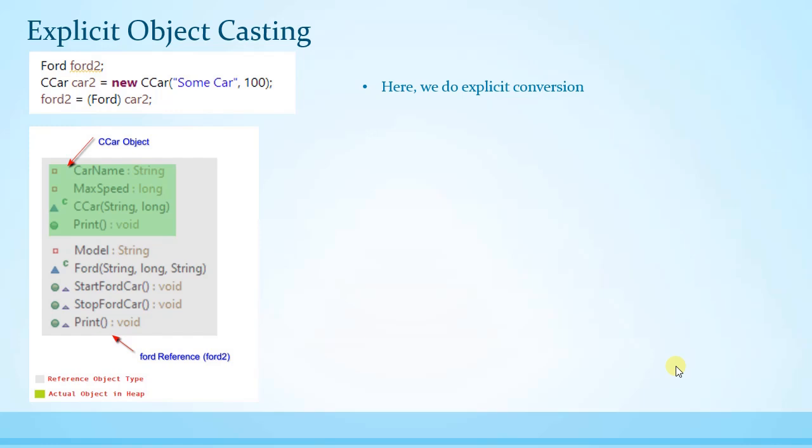So the green area shows the actual object in the heap. But since we did the typecast as Ford, we are claiming that through this reference I can access model. Model is a data member here, you can see that, but it doesn't exist in the heap at all. And we are stating that I can make a call to startFordCar and stopFordCar. So even though the typecasting is allowed, this kind of fault will be discovered during runtime.